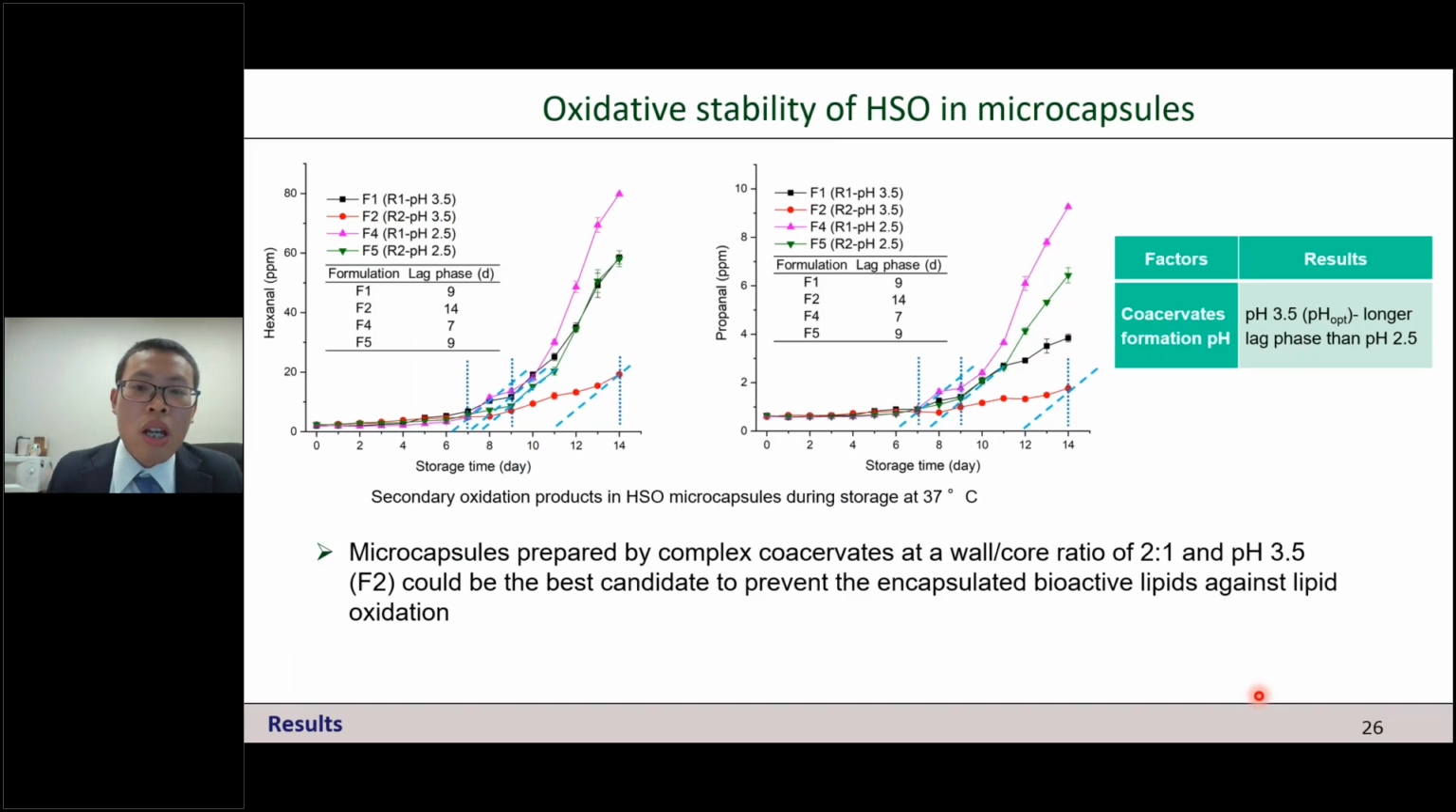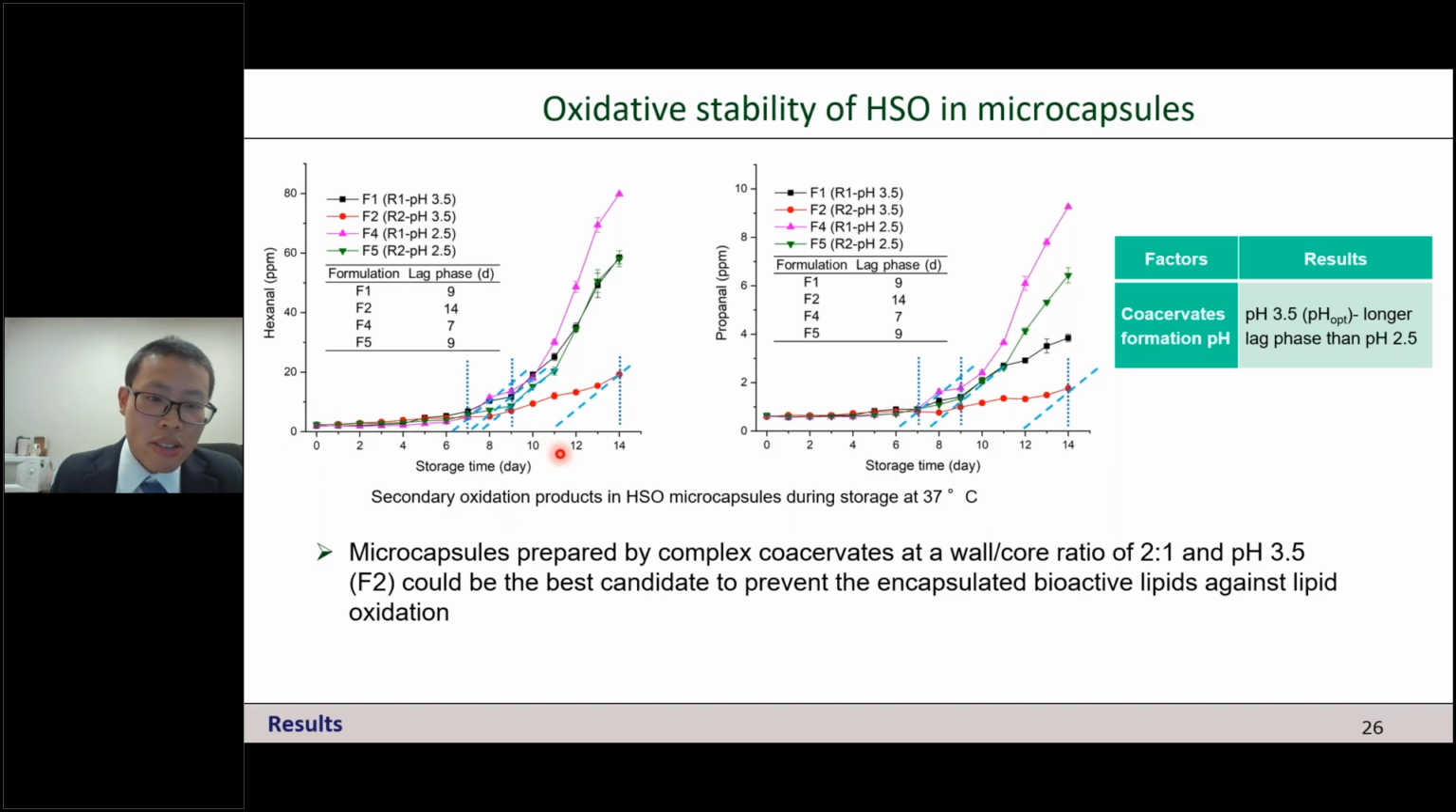For the second application, we used complex coacervates prepared at pH 2.5 and 3.5 as raw materials to microencapsulate hempseed oil, the HSO. The reason to select these two pH values is due to their differences in microstructure, as I showed you in previous slides. Here is oxidative stability of HSO in microcapsules. The oxidative stability of HSO in microcapsules was evaluated by measuring the secondary oxidation products hexanol and propanol as a function of storage time.